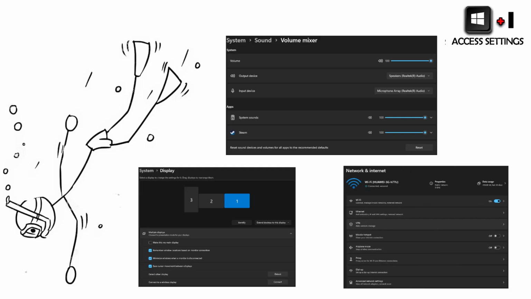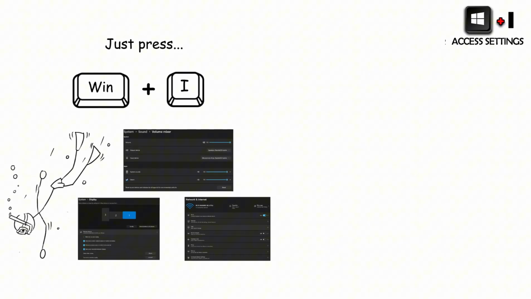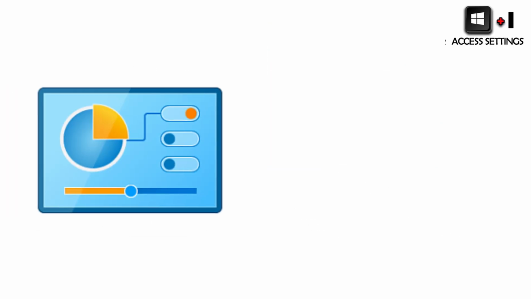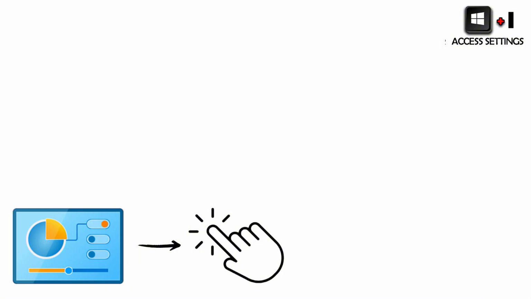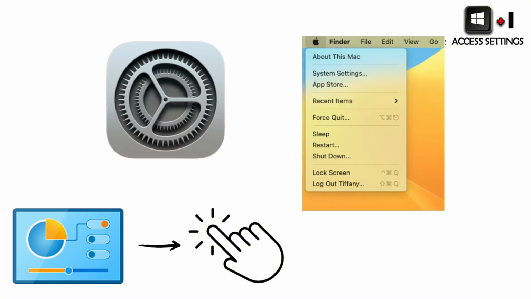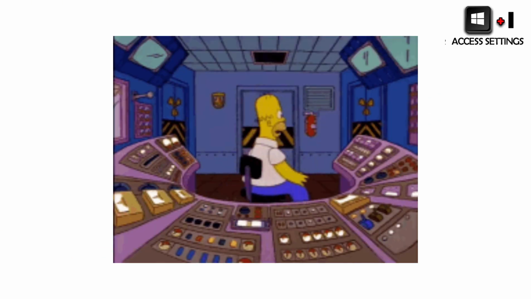Access settings. Sometimes you need to dive deeper, maybe change your display, tweak sound levels, or manage your network. Instead of clicking through endless menus, just press Windows+I. Instantly, your full settings panel opens, clean, simple, and ready for action. Every control you need, right at your fingertips. Mac users, just open System Settings from the Apple menu, one click, same power. It's like opening the command center of your entire system, only faster.